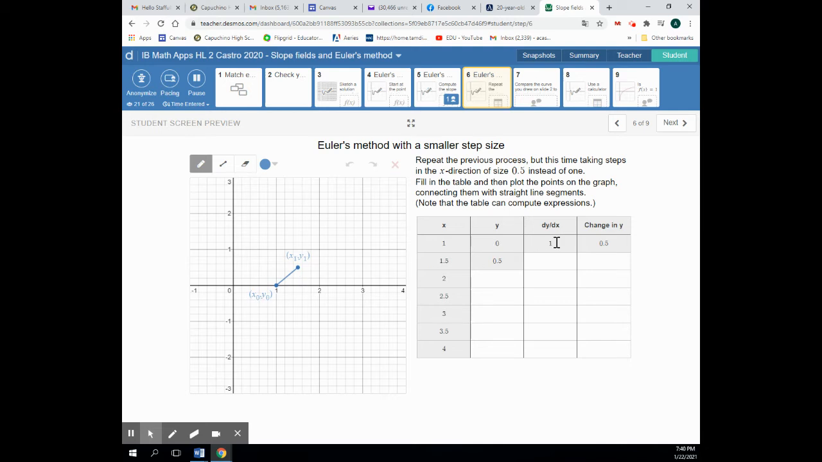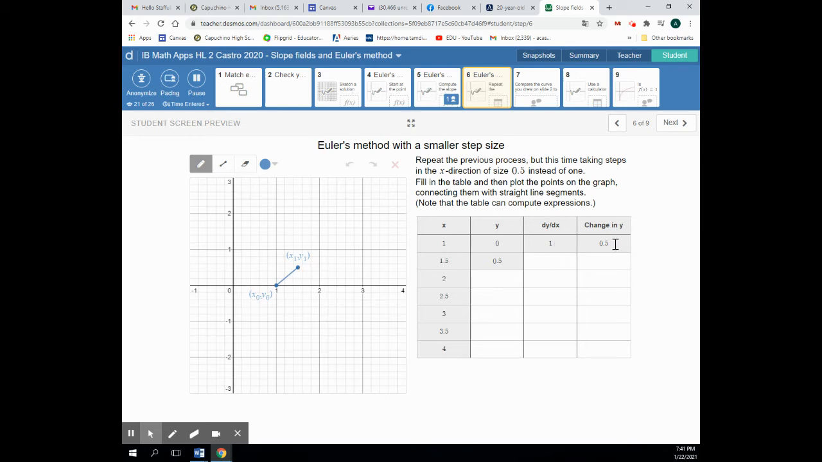And our y value, how did our y value change? It went up 0.5 because the slope is 1. So that means I'm going to go up 1 for every 1 unit to the right. Okay, but I'm not going a whole unit to the right. I'm only going half a unit to the right because I'm stepping over by a half unit. I'm going to 1.5. I'm not going all the way to 2. So that means I'm only going to go up half as far. So I'm going up half of whatever the slope is telling me.